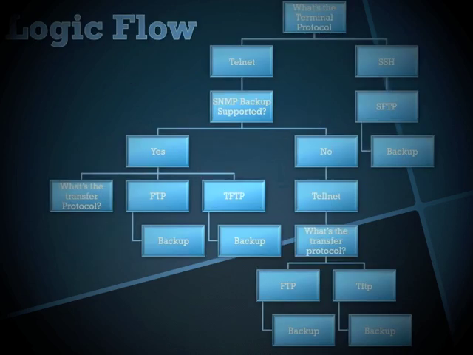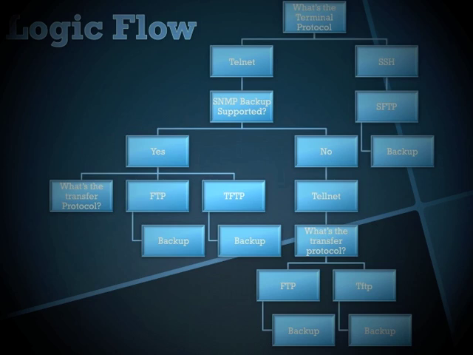So IMC by default, the first thing it's going to do is look at the terminal protocol. This is defined on the resource page. Are you going to connect to it through Telnet or SSH? If you are using SSH, your only choice really is to back up through SFTP. And this does kind of make sense if you think about it. If you're using an encrypted management protocol, you probably don't want to send your backups across your network in clear text.